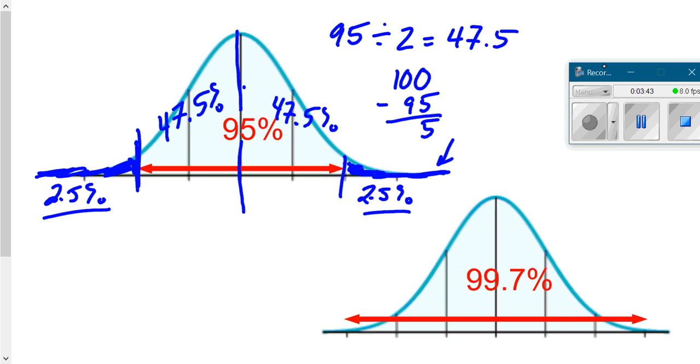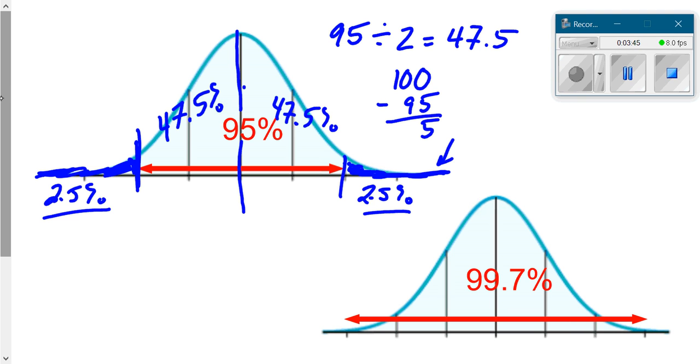You can split 5 a lot of different ways. Any older sibling knows that. If you're given $5 from your grandparents, you could give your younger brother 1 and yourself 4, but that is not how this curve works. This curve is symmetric.